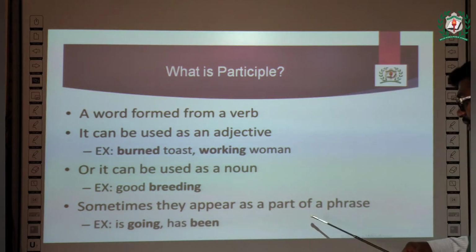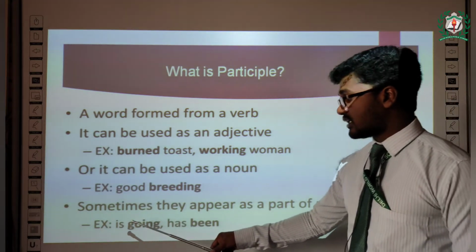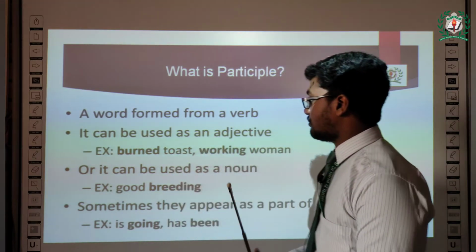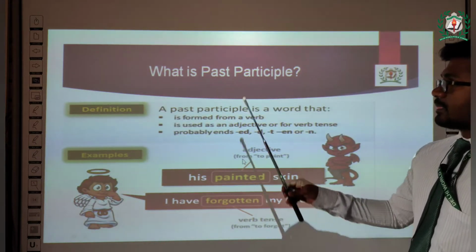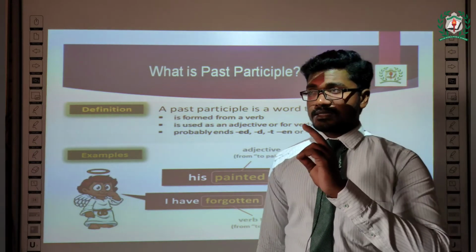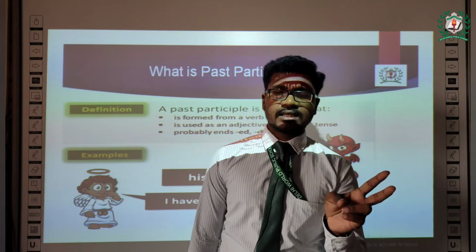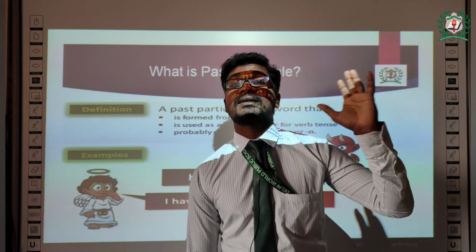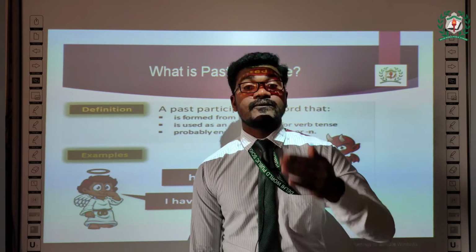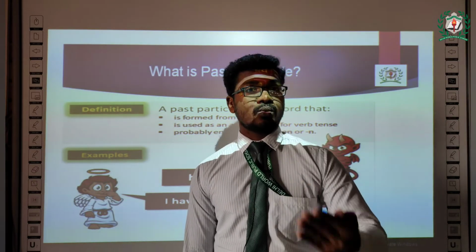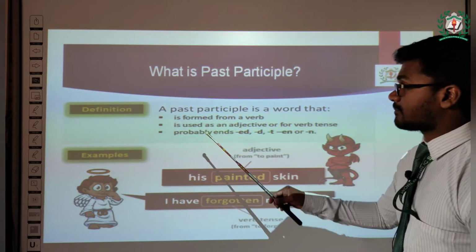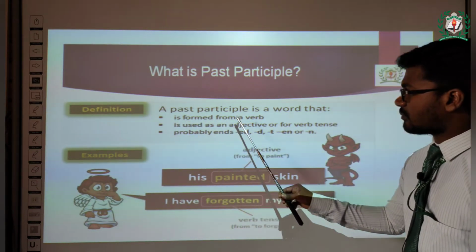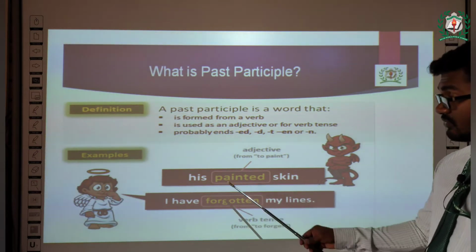Sometimes they appear as a part of a phrase, like has been, is going. It's a form of a verb. Let's see. Under this participle, past participle is there, present participle is there. What is past participle? Which has happened already. What is present? Which is happening right now at this moment. Okay, let's see the definition. A past participle is a word that is formed from a verb.